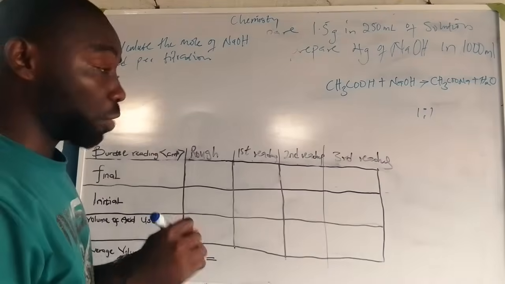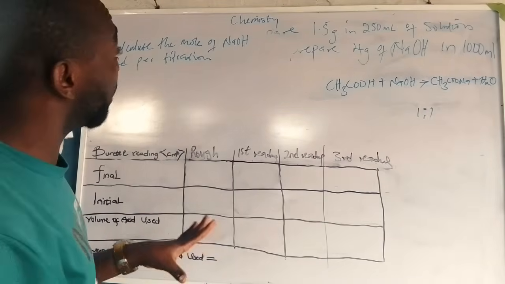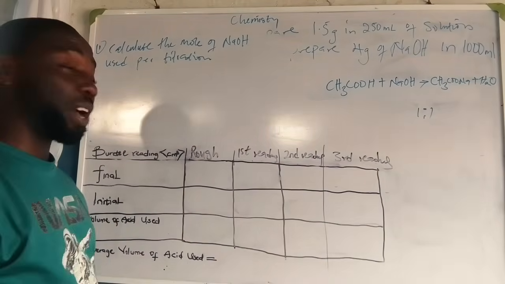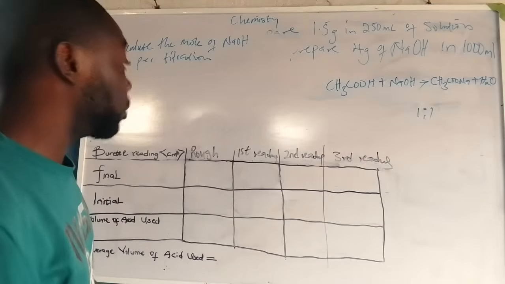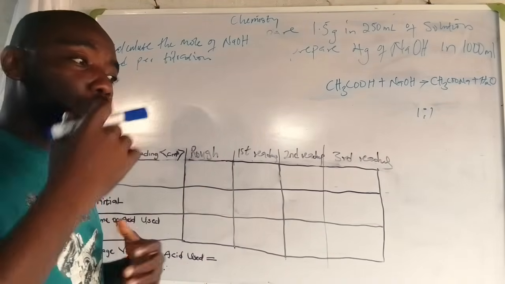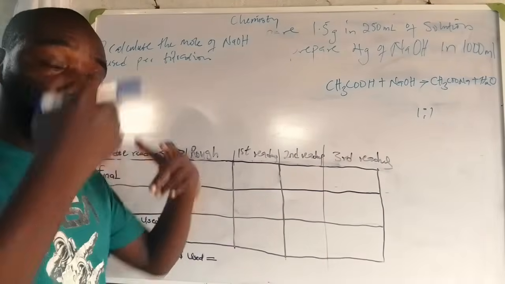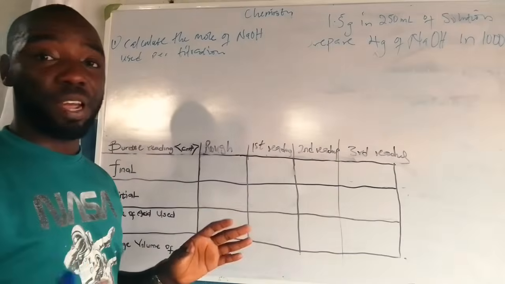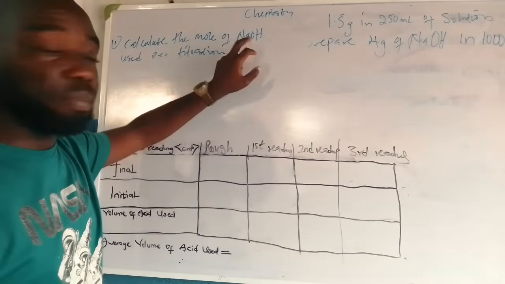So all you need to do is just to pay attention to this. I'm going to show you how you can get your expected average volume of acid even without titrating. Though we'll still titrate, but with this, it will give you insight of what you should be expecting during your titration. Okay, first, we are going to find the molar mass of sodium hydroxide.